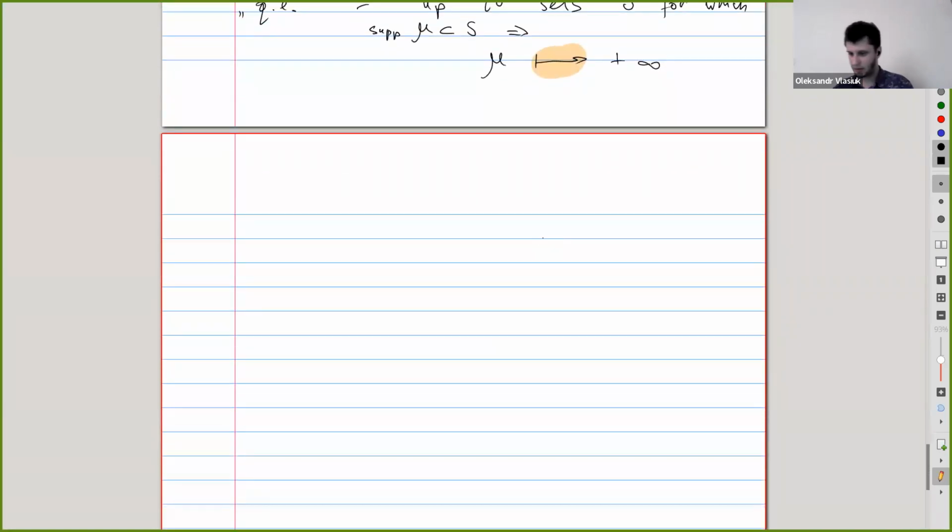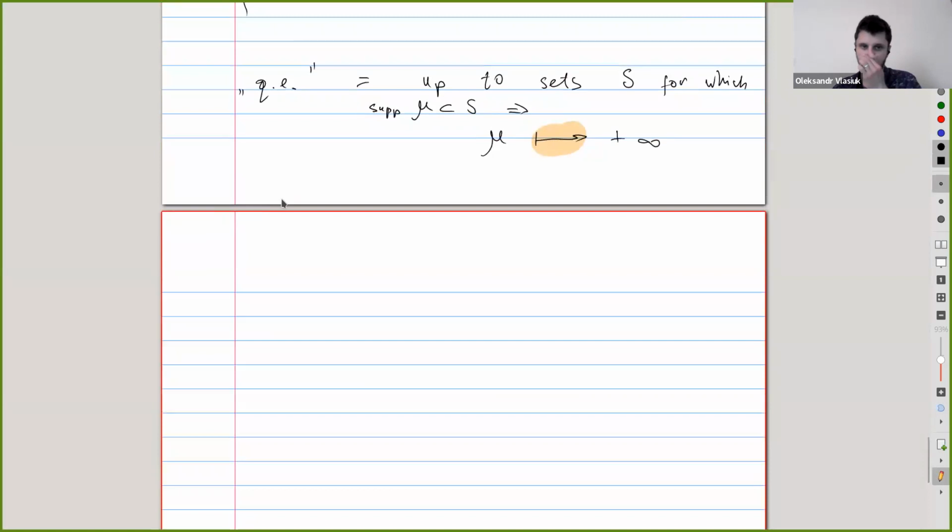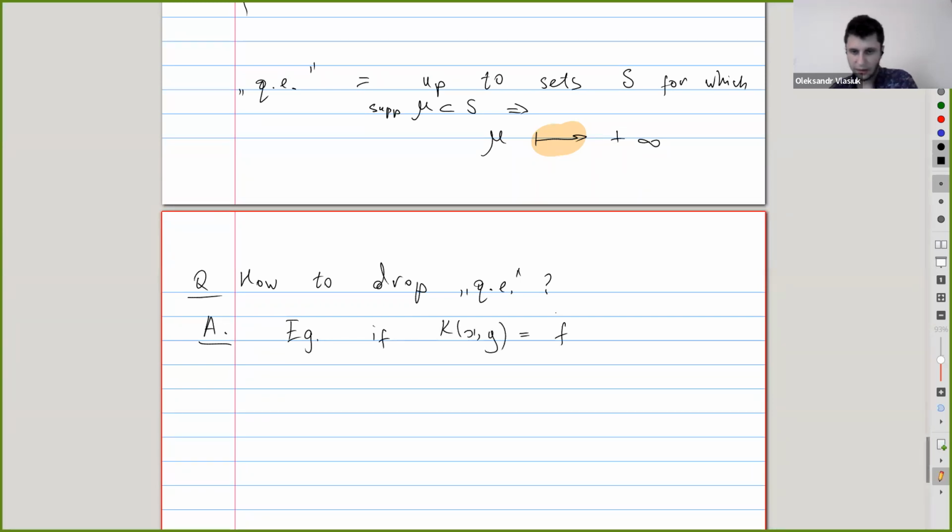Okay, so I would like to state, maybe sketch, how you would prove something like how to drop quasi everywhereness. So the question, and the answer, for instance, if K is a radial kernel, let's say it's a function of distance, and it behaves nicely. So with f a nice function, it has to be, let's say, continuous apart from 0.